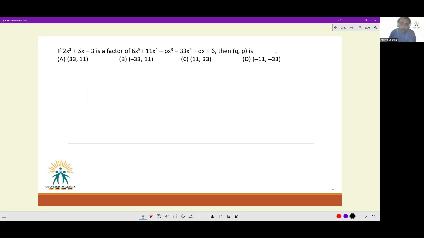The first question: 2x squared plus 5x minus 3 is a factor of 6x to the power 5 plus 11x to the power 4 minus px cubed minus 33x squared plus qx plus 6. We are looking for the solution set of q comma p. If this is a factor, it means we can factorize this as well.